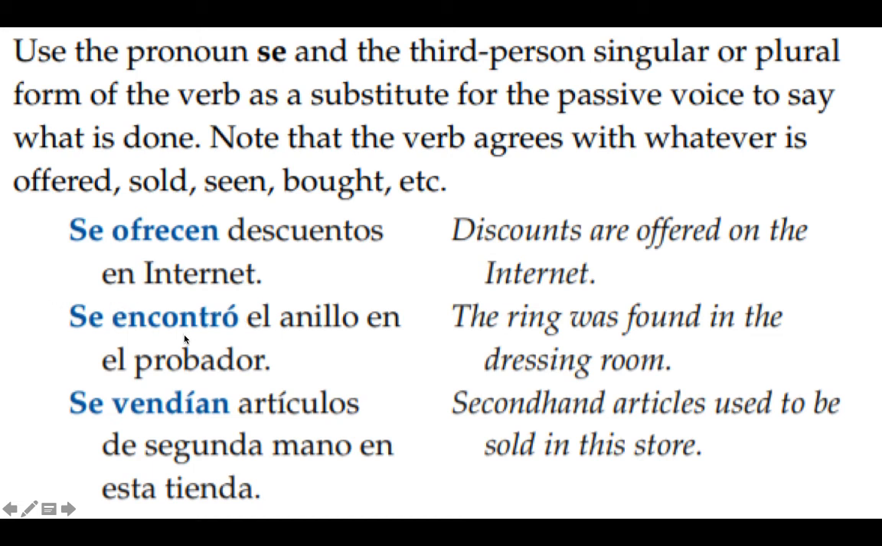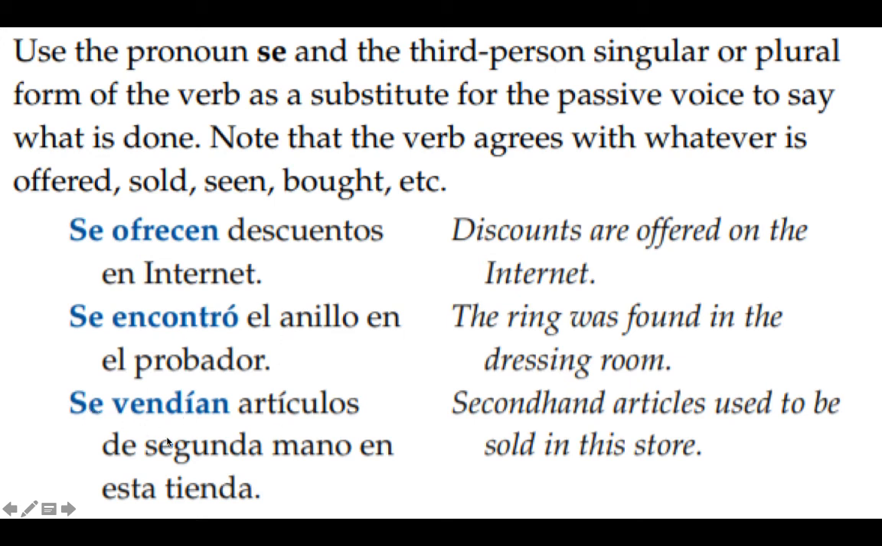Se encontró el anillo en el probador. The ring was found in the dressing room. Okay, so encontrar is your verb here. It's conjugated in the preterite tense and in the singular third person form, that he, she, it box, if you will. So the ring, it encontró, was found en el probador. Se encontró el anillo. Same thing here.